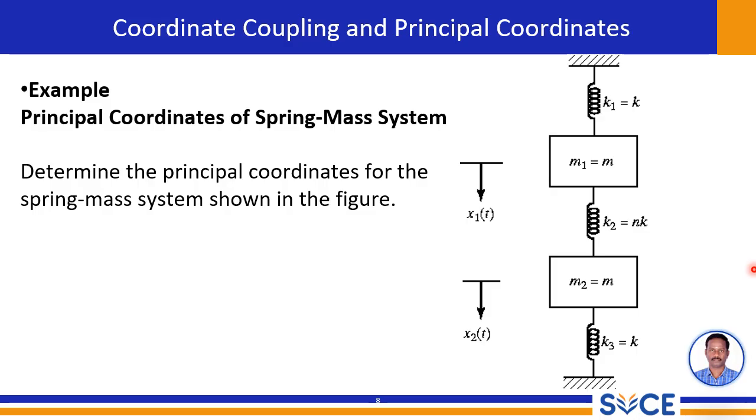To find these coordinates, we will need to set up the equations of motion, find the mass and stiffness matrices, and solve for eigenvalues and eigenvectors. What are eigenvalues and eigenvectors? These eigenvectors will give us the principal coordinates. Eigenvalues will give us the natural frequencies of the system. So let's get started finding the principal coordinates for this spring mass system.